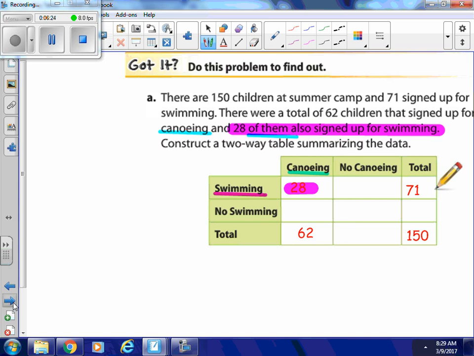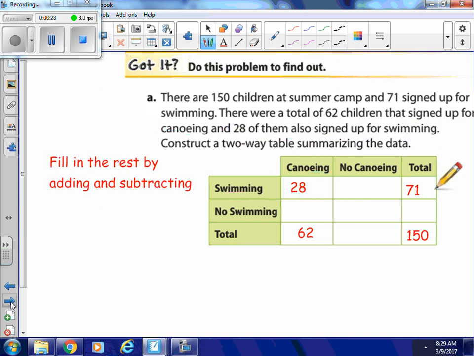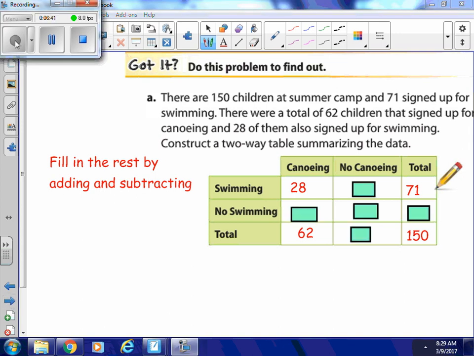Okay, that's all the information they're going to give us, but we can fill in the rest by adding and subtracting. If you were using me to get these numbers, that's great, but let's see if you can pause the video again to get the rest. And we're just going to add and subtract. Okay, hopefully you tried on your own.